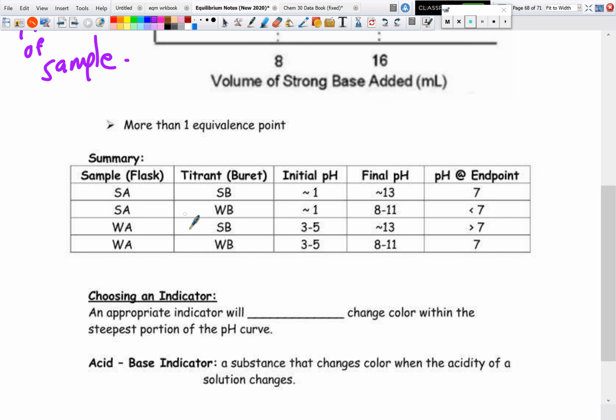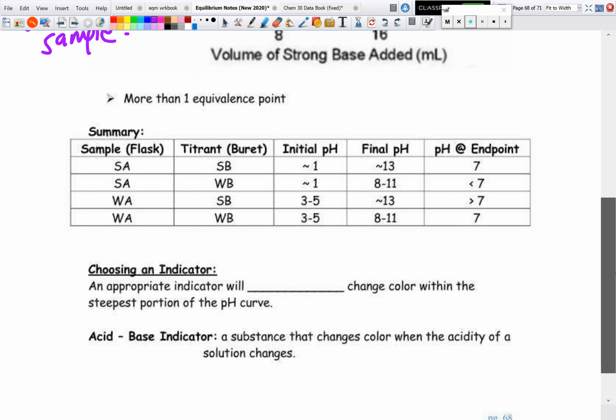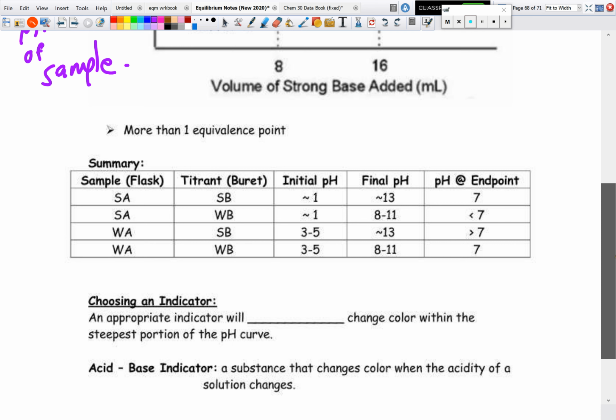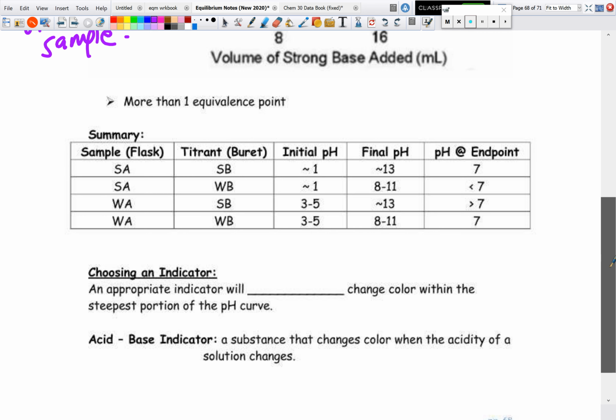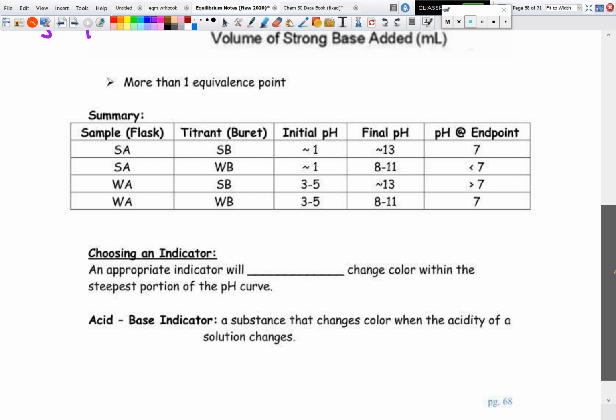Now, this is just kind of a summary right here, so I'll let you guys read that. Our sample is always in the flask, the titrant's always in the burette. So this just tells you initial pH, final pH, and basically where the equivalence point is. But you don't really need to worry too much about these general things, because if you're asked to solve any questions about it, you're always given the curve, and it's just going to be where the buffer regions are and stuff like that.